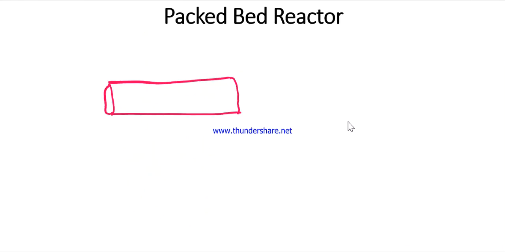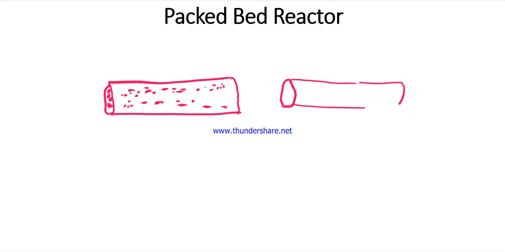The last type of reactor we are going to consider is the packed bed reactor. So to design for a packed bed reactor, let's talk about what it actually is. It's like a tubular reactor, but instead of an empty tube, we have catalyst filling all the spaces inside the reactor. So the reaction actually takes place on the catalyst. Unlike in the tubular reactor, where it takes place in the volume of the reactor, here it takes place on the catalysts that are loaded inside the reactor.